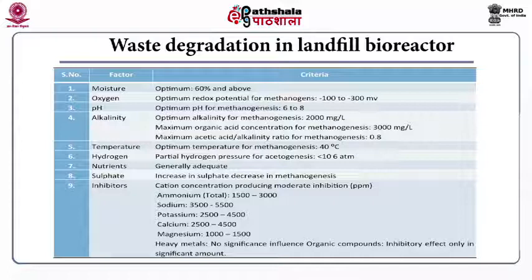Alkalinity, especially for methanogenesis, is around 2000 milligram per liter, and the maximum organic acid concentration during methanogenesis is 3000 milligram per liter. The optimum temperature, especially for methanogenesis, is 40 degrees Celsius. Hydrogen should have a partial pressure of less than 10^-6 atmosphere for acetogenesis. You should have adequate nutrients, and sulfate salts should be there because sulfate salts generally decrease during methanogenesis. So, optimum sulfate salts should be there to accelerate the process.